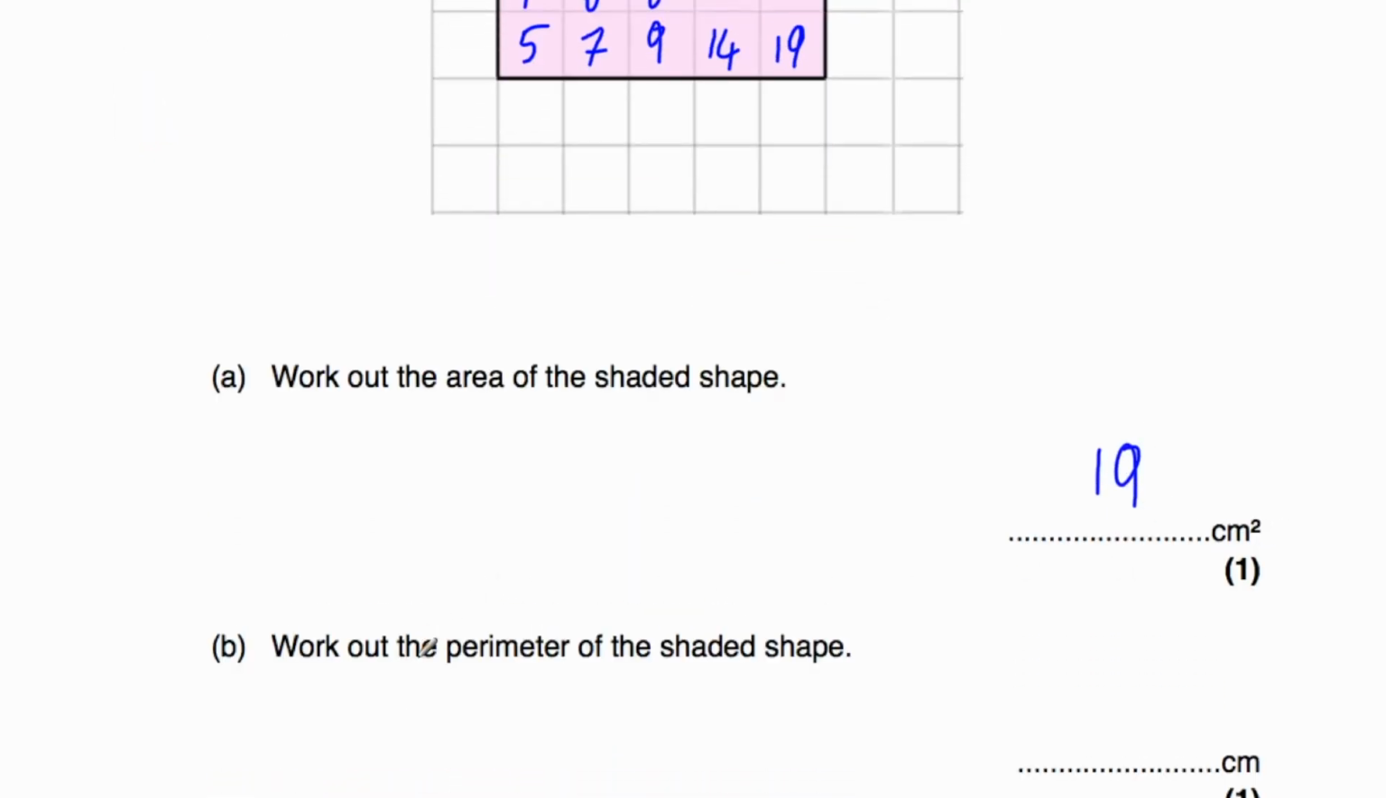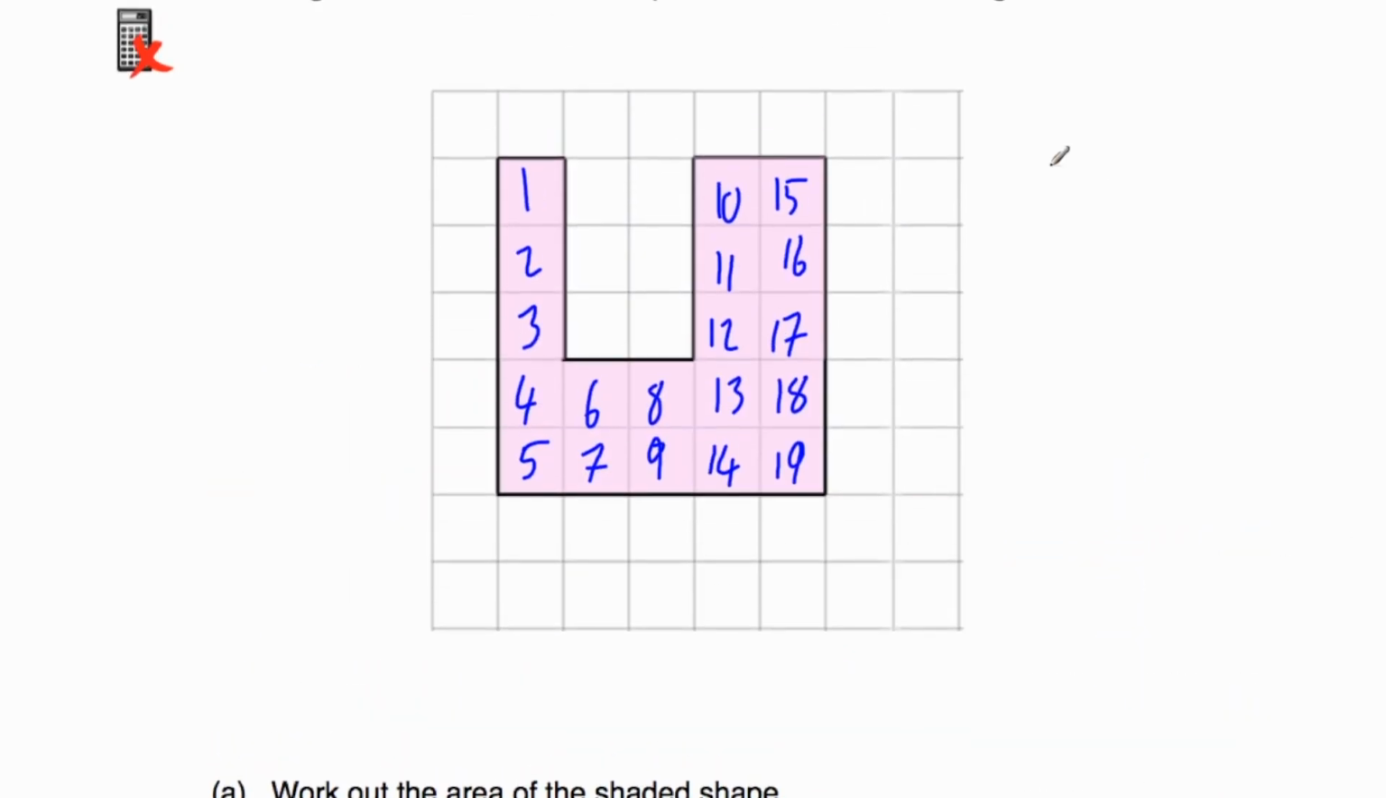And part B says work out the perimeter of the shaded shape. So we want to find its perimeter. To find the perimeter of the shape, we just need to count the distance around the outside of the shape. I'm going to start here and count each one of the lines going around the shape. Remember, from here to here is 1 centimetre, from here to here is another centimetre, and so on. That'll be 1, 2, 3, 4, 5. So 5 centimetres to go from here down to here. Now going across 6, 7, 8, 9, 10. So we've got to here now.